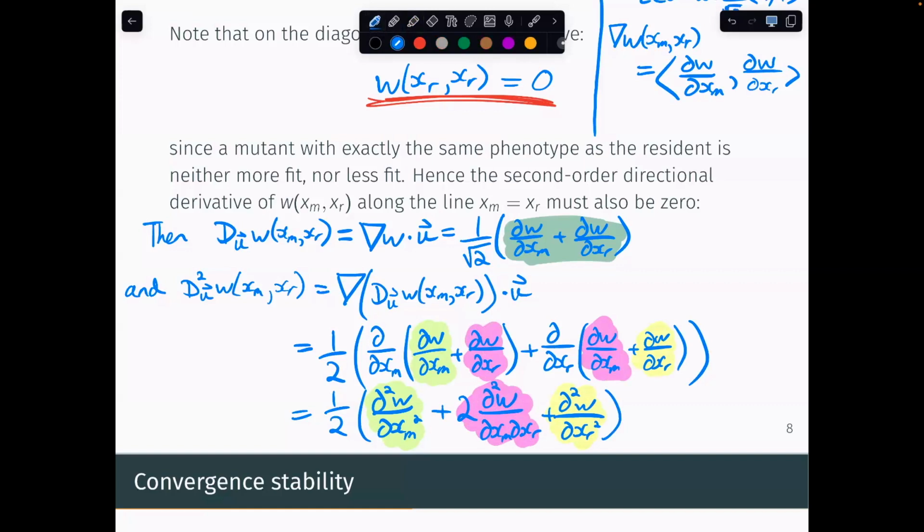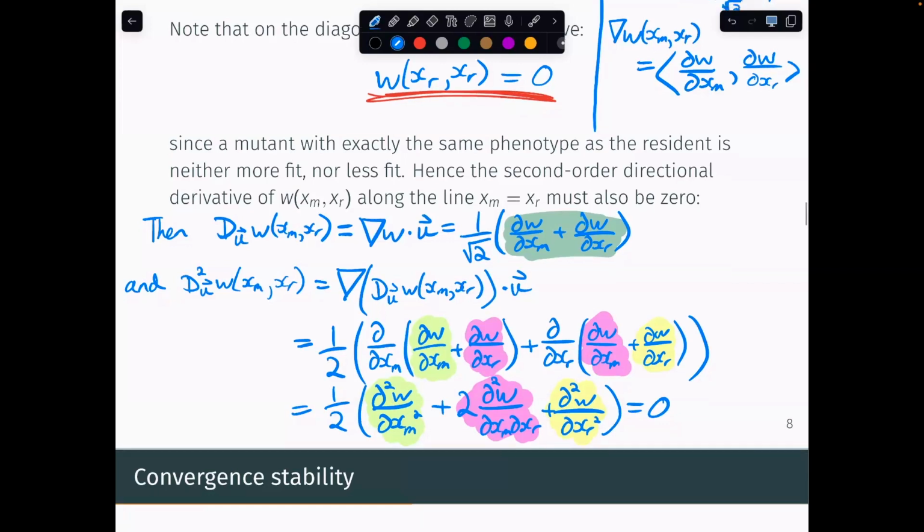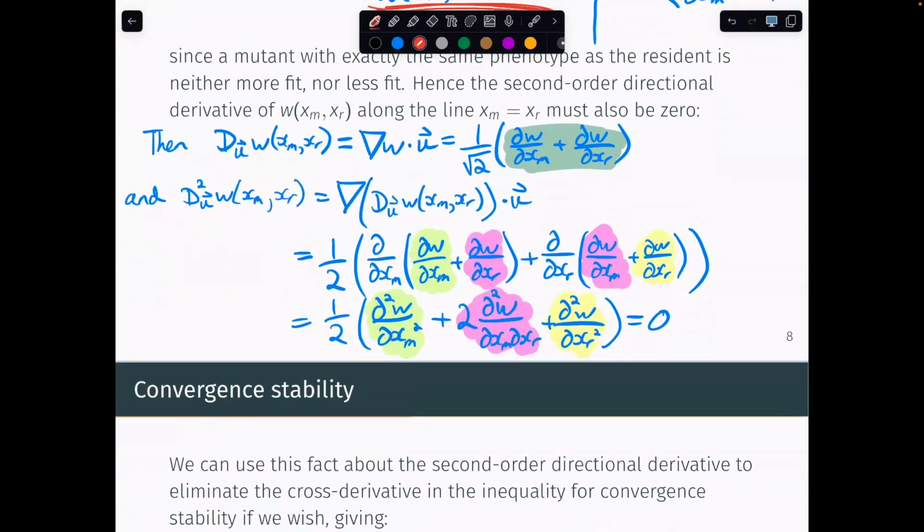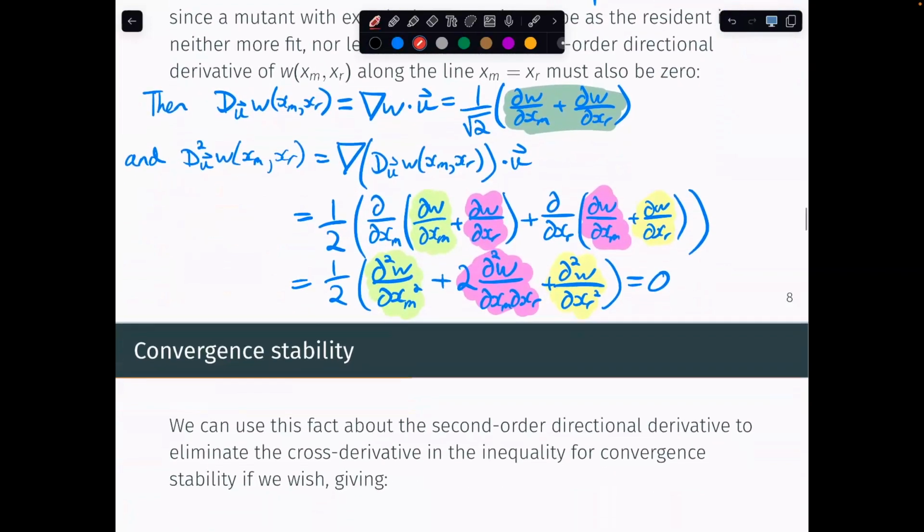And I said before that this has to equal 0. Because we have this up the top here. Along this line, when xm is equal to xr, there's no change in invasion fitness. Therefore, the directional derivatives in that direction are both going to be 0. Our first order, our second order, and so on. Okay, you're probably thinking, why are we doing all of this? That's a reasonable question.